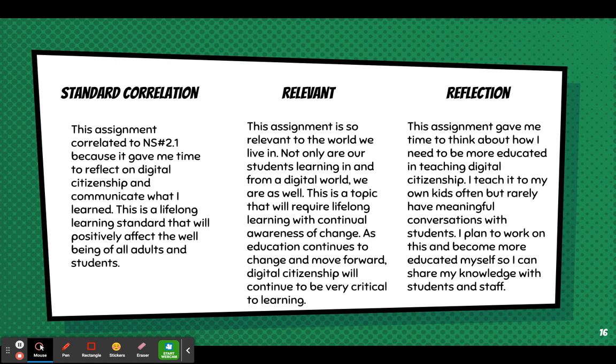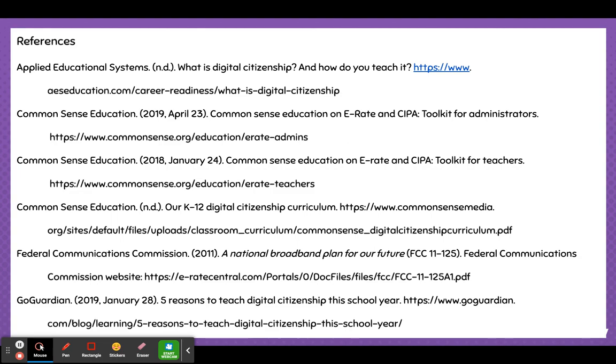Reflection. I really reflected on this information and realized that I need to be more educated. I am a person who loves to teach from what I'm learning currently. So I need to get caught up and learn more. I spend a lot of time talking to my own kids, but I don't have a lot of meaningful conversation with my students. So I plan to work on this and become more educated myself so I can share my knowledge with students and staff.